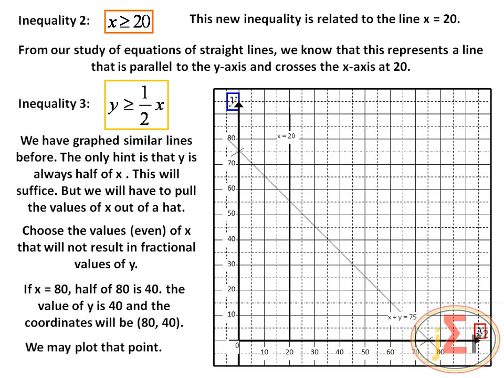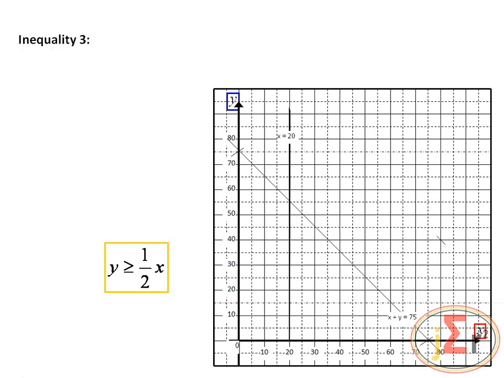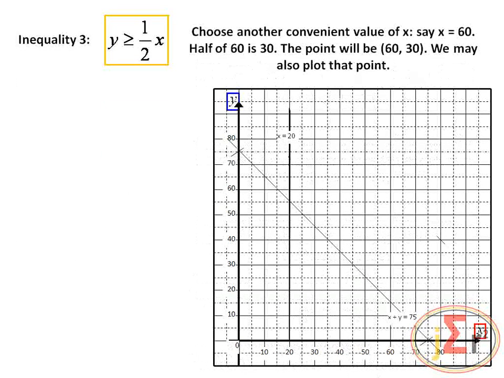And we may plot that point. So 80, 40, let us plot that point right there. Of course, we may choose another convenient value of x. Say x is equal to 60. Half of 60 is 30. The point will be: the x value is 60 and the y value is half of that, which is 30. So we're going to plot that point 60, 30.